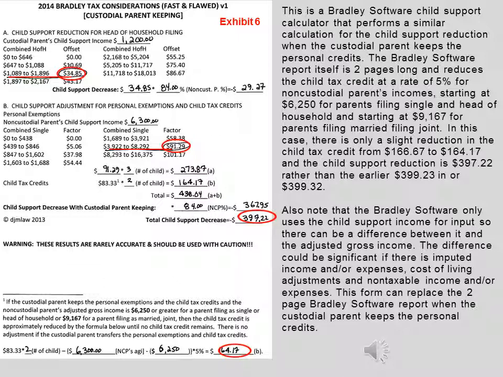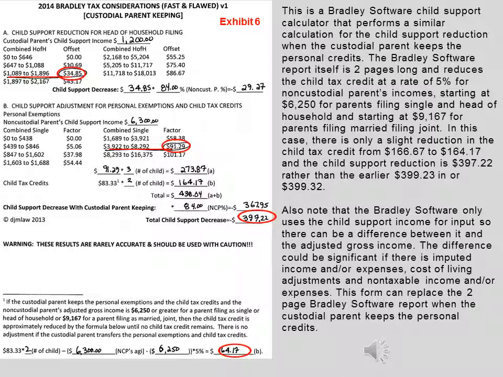This is a Bradley software child support calculator that performs a similar calculation for the child support reduction when the custodial parent keeps the personal credits. The Bradley software report itself is 2 pages long and reduces the child tax credit at a rate of 5% for non-custodial parents' incomes starting at $6,250 for parents filing single and head of household, and starting at $9,167 for parents filing married, filing joint.